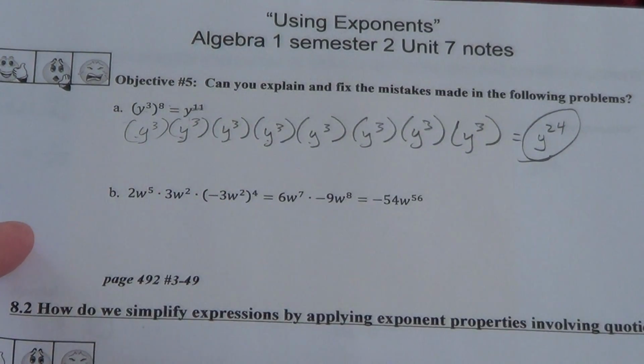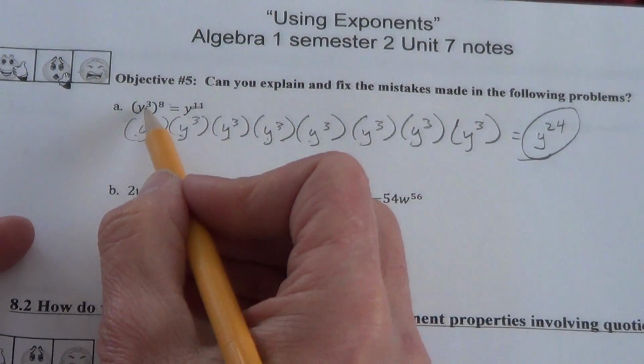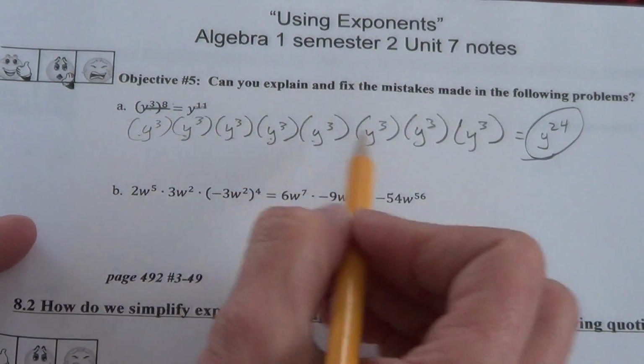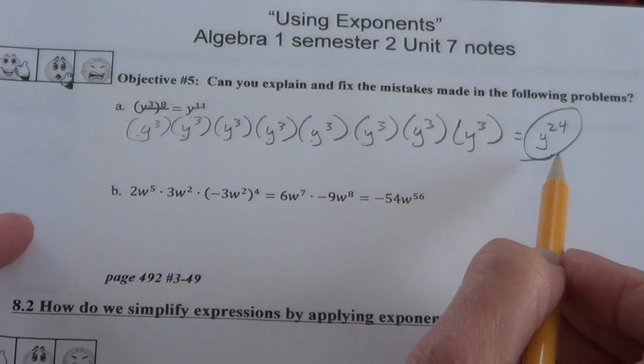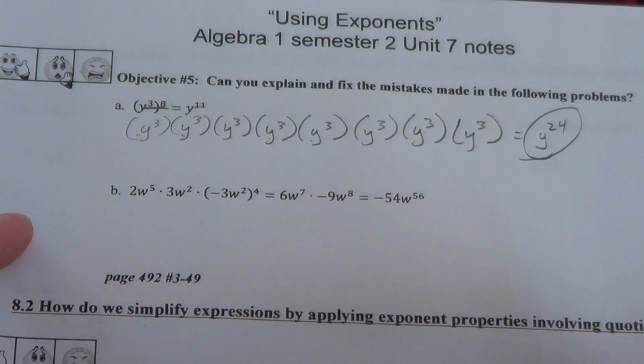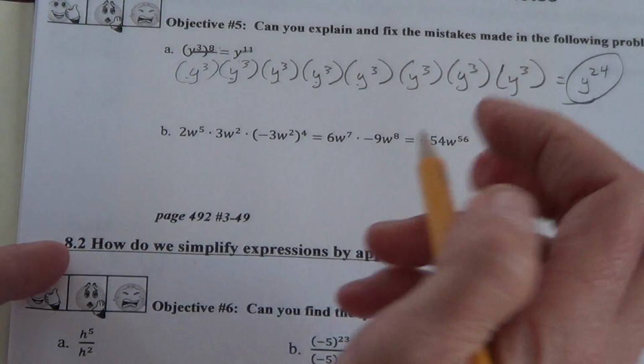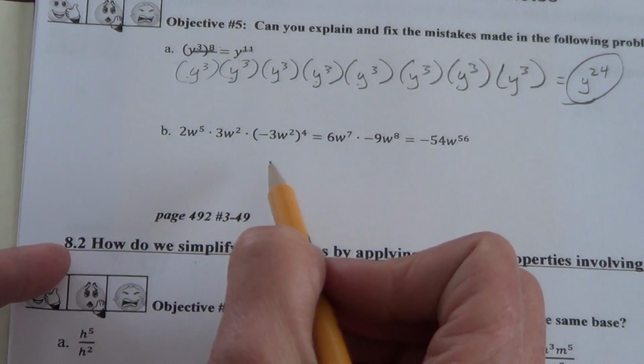Okay? So they've made a mistake. They took the rules and they simply added 8 and 3 when they should have multiplied them. That's why I tell you I don't want you doing rules yet. Okay, and this one, let's see if we can spot this mistake.